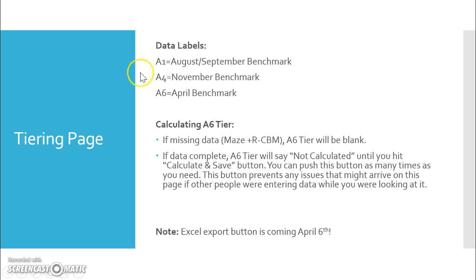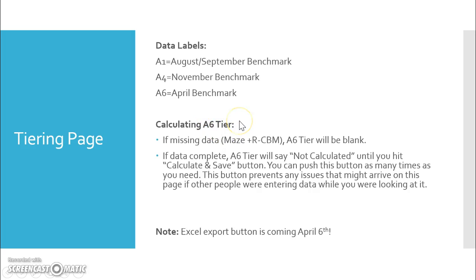In order to align our labeling with navigation and ESP, which is hopefully going to prevent a lot of miscommunication between teams, we are going to start from now on labeling our benchmarks using A1 for the August-September benchmark, A4 coincides with the November benchmark, and A6 will coincide with the April benchmark. So get used to those labels.